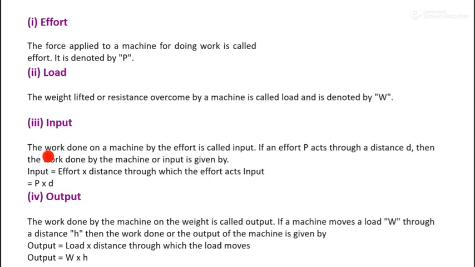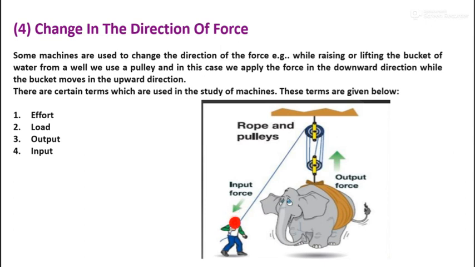Now, input: the work done on the machine by effort is called input. This is called effort, and we input effort with the help of force. If the effort P acts through the distance d, then the work done on the machine, or input, is given by input is equal to effort multiplied by the distance through which the effort acts. We multiply P cross d. For example, P means this, and the distance from here to here is called d.